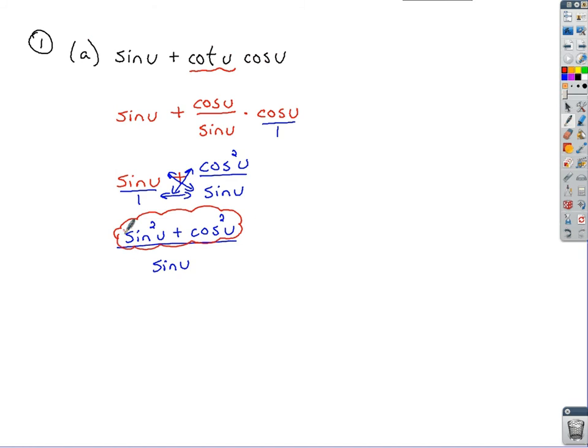So I'm going to plug 1 in the place of sine squared of u plus cosine squared of u. And then in the denominator, I just bring that down. That's sine of u. Anytime you've got 1 over a trig function, then you know a reciprocal identity can be used. 1 over sine of u would go to the cosecant of u because cosecant is the reciprocal of sine. And that's how we would simplify this first one.